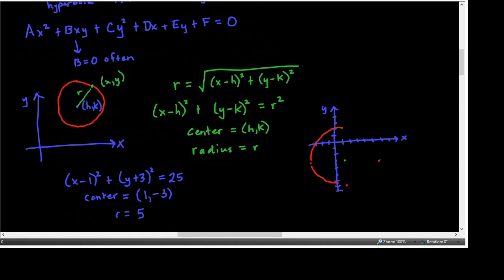I'm kind of leaving a little bit of gap there so you can see where that point is, at least until I get more of it drawn. Then I'll fill it back in. But that's kind of an okay graph of this circle. And when you finish graphing, I should be able to see the 4 major points that you plotted from the center, 5 units away each.